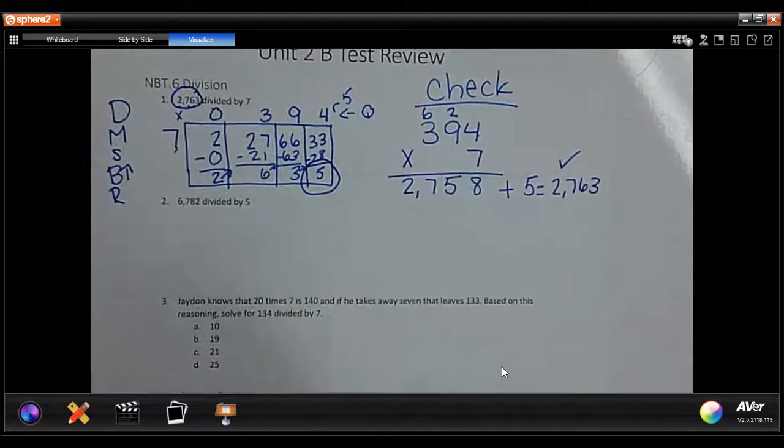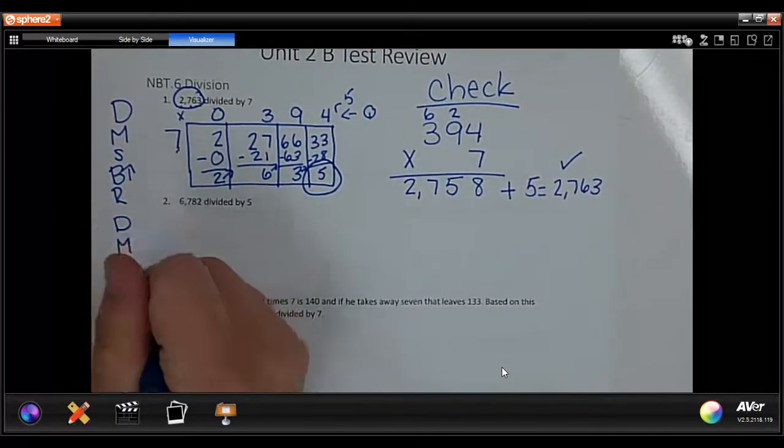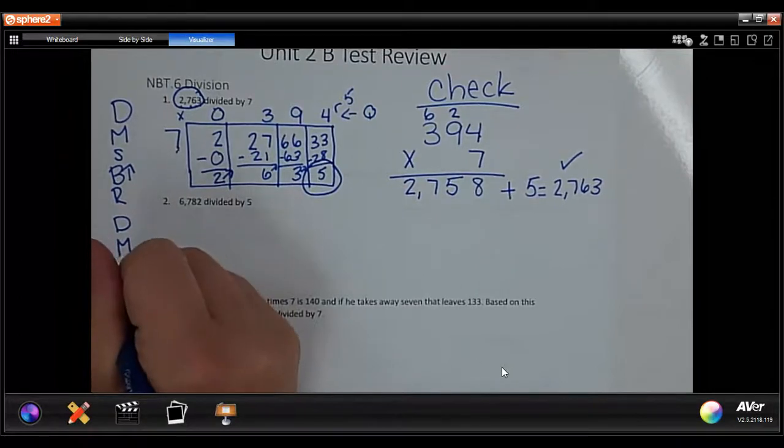Next one, 6,782 divided by 5. So my steps over here to the side: divide, multiply, subtract, bring up, repeat or remainder. Sorry, the lights, as always.